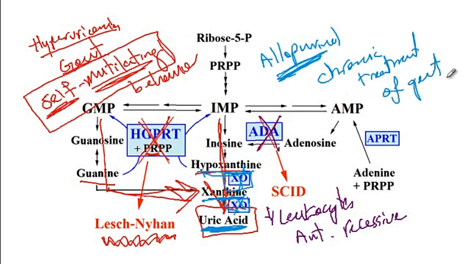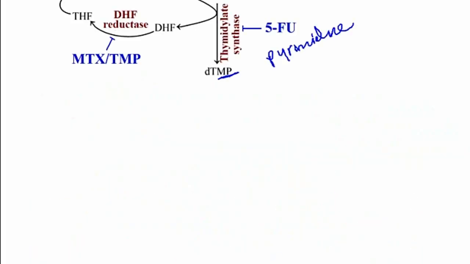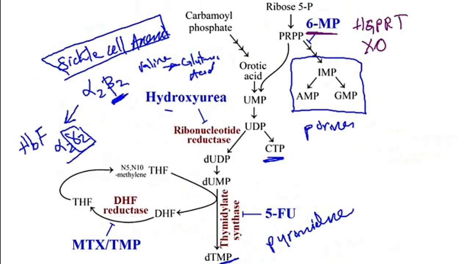Okay, now that you know the function of these enzymes, let's go back to the table here. So here we have the 6-mercaptopurine. It's being activated by the HGPRT enzyme. So patients with Lesch-Nyhan syndrome cannot activate the 6-mercaptopurine drug. And then 6-mercaptopurine is also being deactivated by xanthine oxidase.